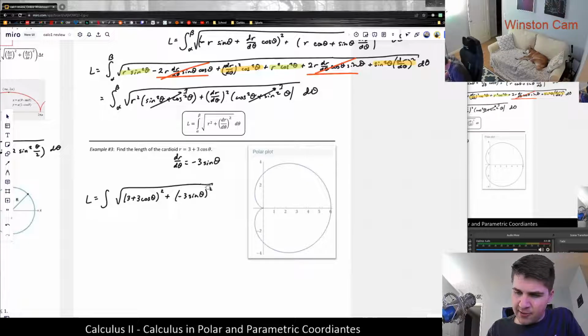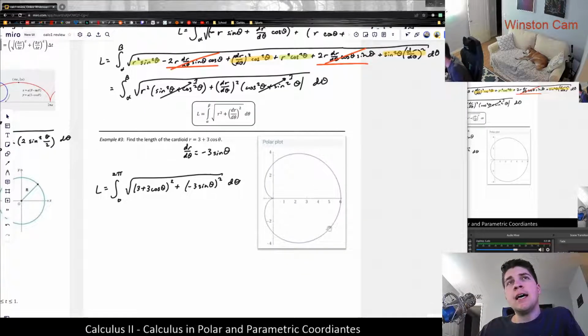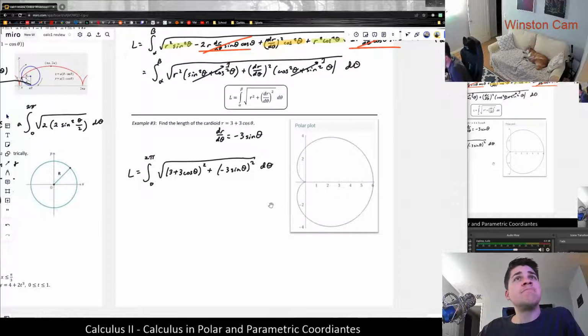And all of these integrals are starting to look very similar to one another as we continue to do these examples. And if I'm trying to find the length of the whole cardioid, I would need to go all the way around, but one full period or cycle of that cardioid would be, again, 0 to 360.